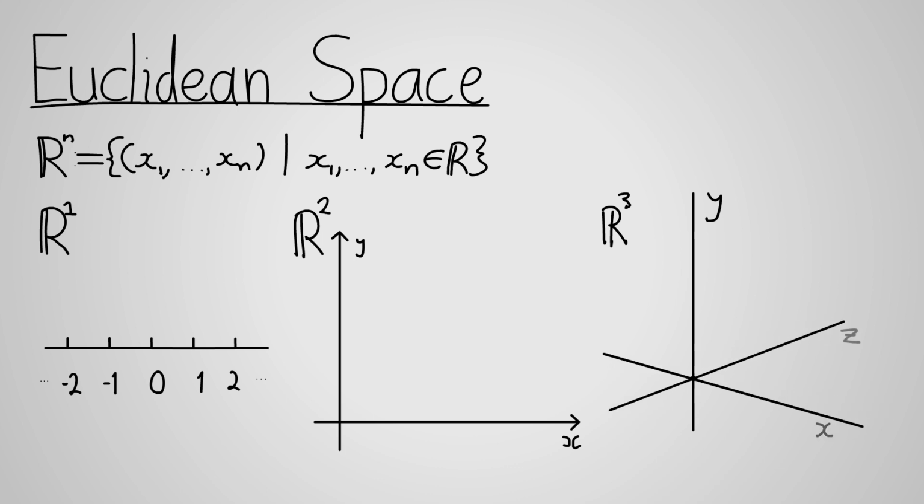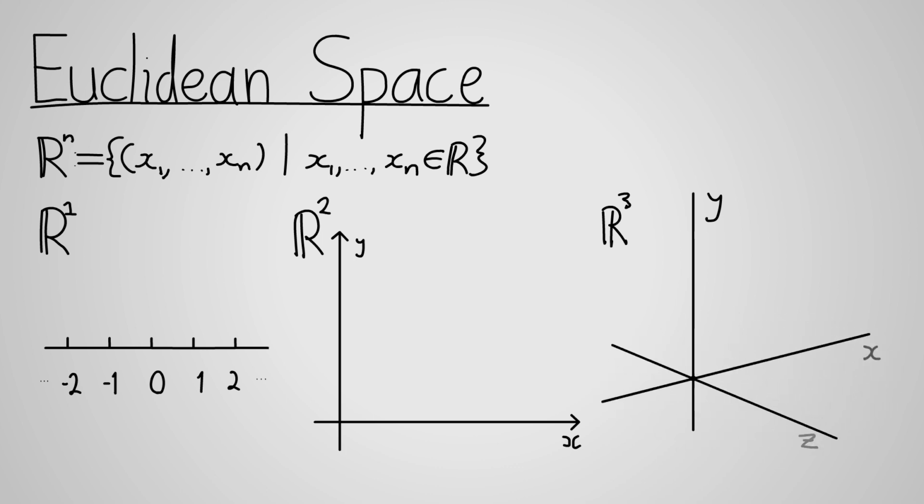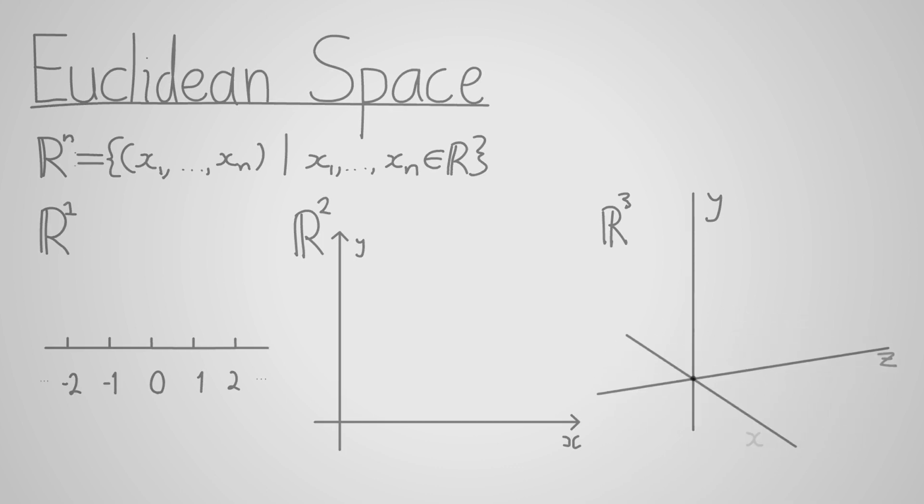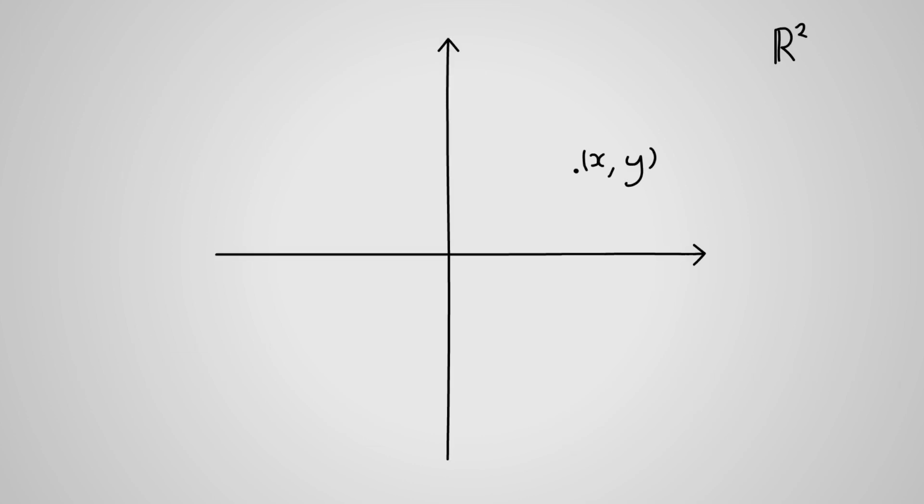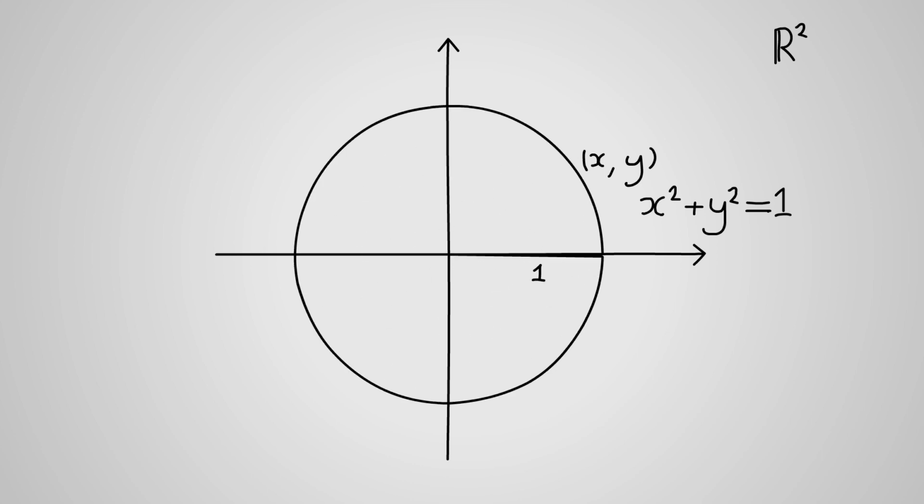One way that we can use this to produce new, interesting topological spaces is with equations. For instance, if we take the set of points xy in R2 such that x squared plus y squared is 1, then, by Pythagoras' theorem, we get a circle. We can also use inequalities. For instance, the set of points xy in R2 such that x squared plus y squared is less than or equal to 1 is a filled-in circle, or a disk.